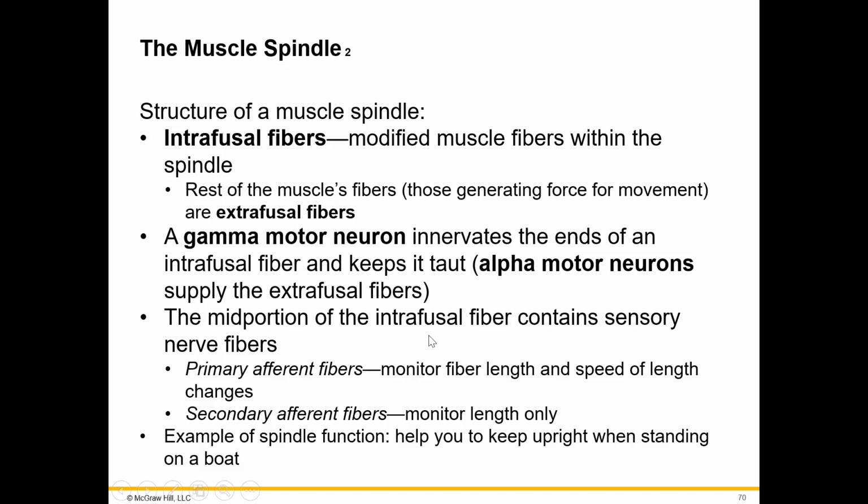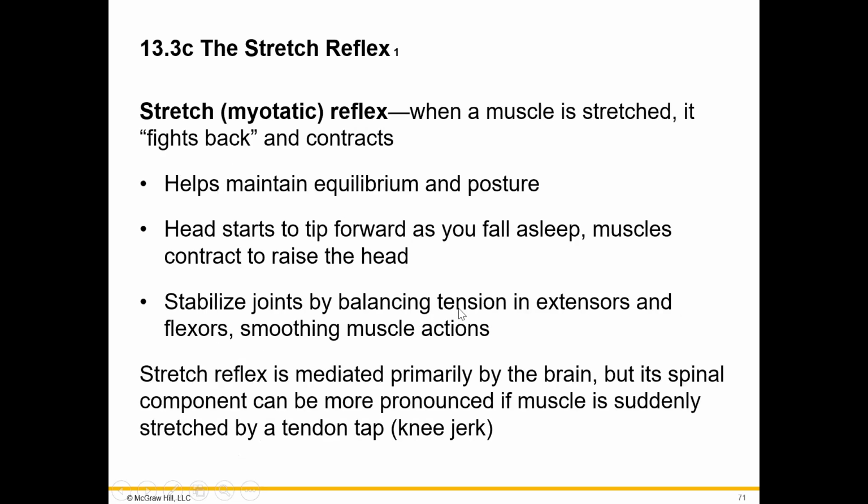So the mid portion of the intrafusal fiber contains sensory nerve fibers. There are primary afferent fibers that monitor the fiber length and the speed of the length changes. There are secondary afferent fibers, and these monitor the length only.